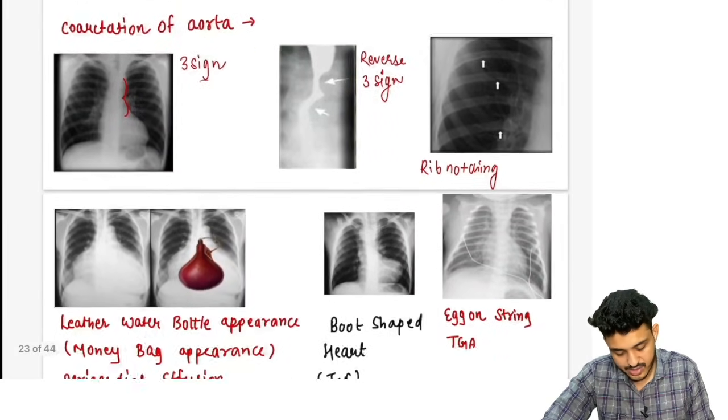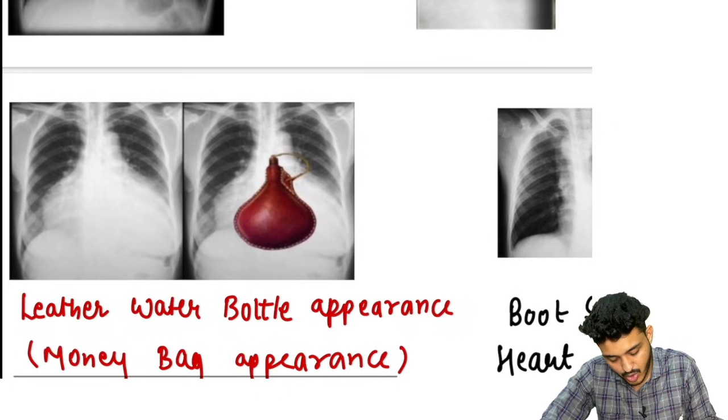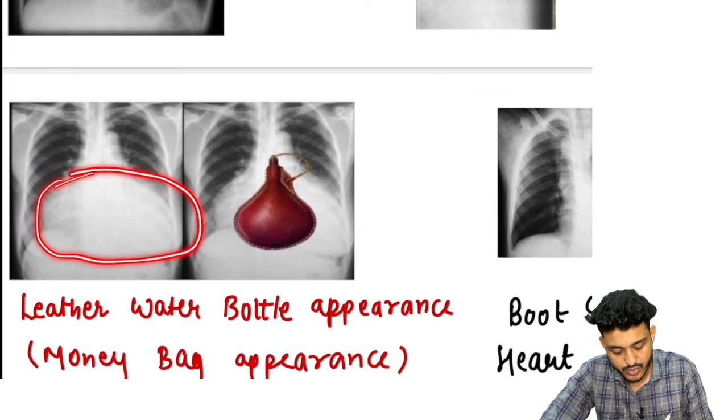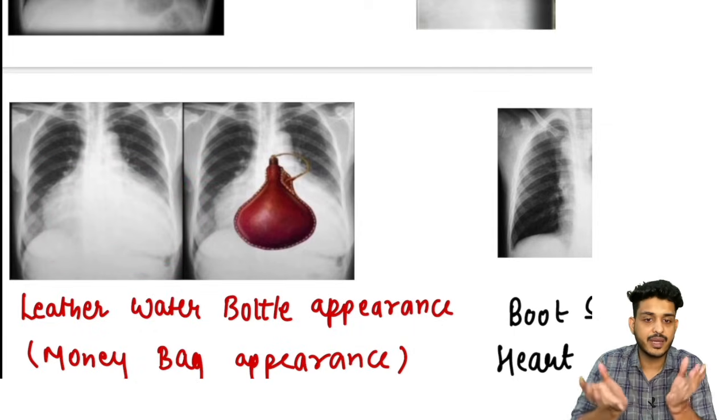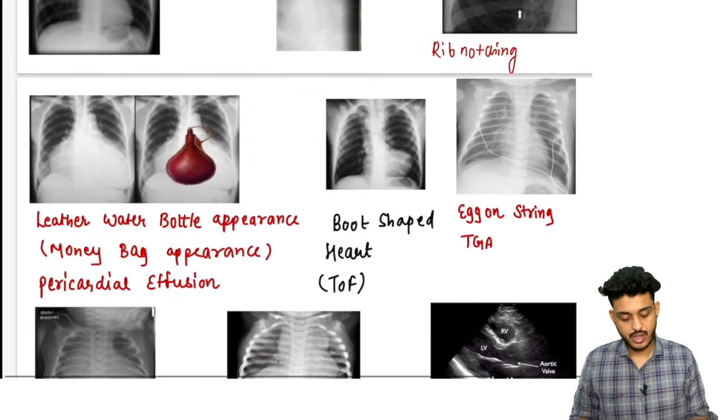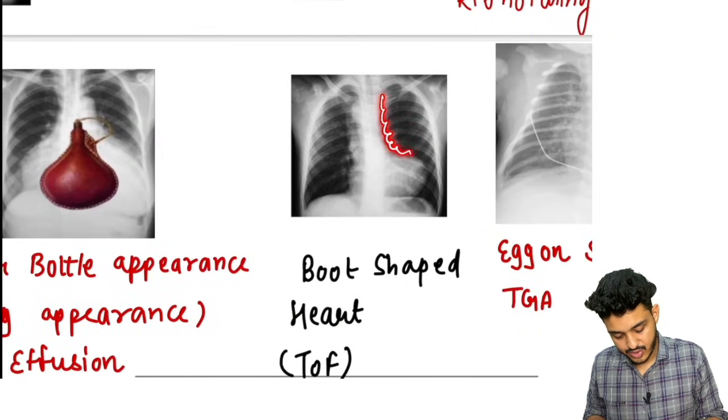So what is happening in this particular case? You can appreciate the heart borders are going to be there, right? And then you will have accumulation of fluid over this particular area in the pericardium. This is going to be pericardial effusion, beta. Pericardial effusion. This thing you can easily appreciate.